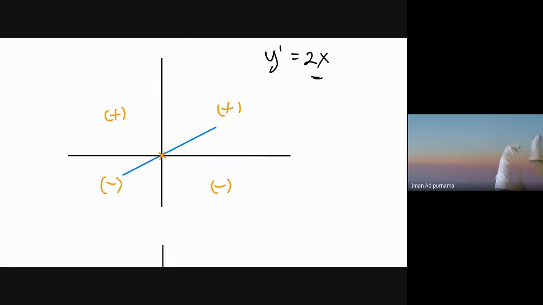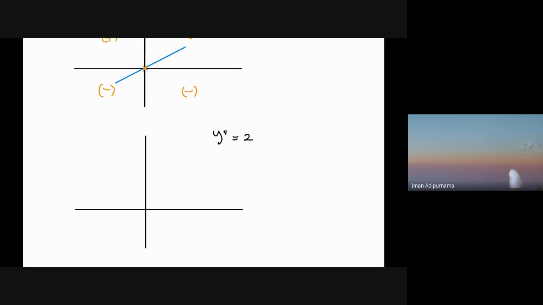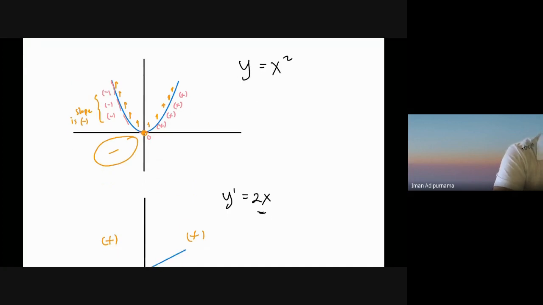Now, if we take another derivative, the second derivative, this will be equal to 2. And now we only have the line y equal 2. So maybe around here, that will be our line. And of course, from here, you know that 2 is positive, right? So which means this is positive. So that's why we have a concave upwards. Okay. So this is concave upwards.